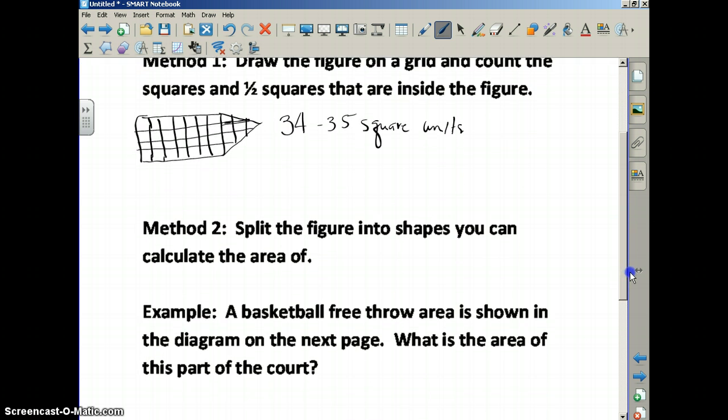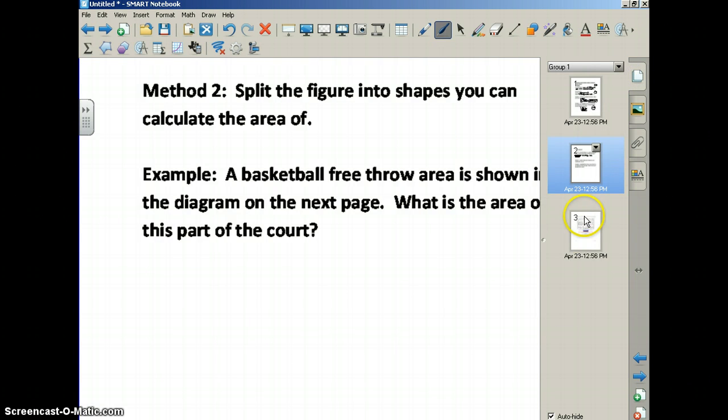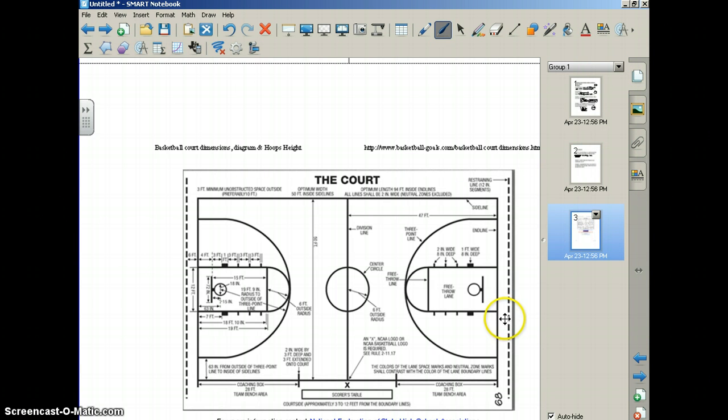So that's kind of the informal way, and then the formal way would be to split the figure into shapes that you can calculate the area of. So let's take an example. A basketball free throw area is shown in the diagram on the next page. What is the area of this part of the court? And you have this in your notes, and here we have it. So what we're asking about is this area here. So it's composed of a rectangle, and it's composed of a semicircle.